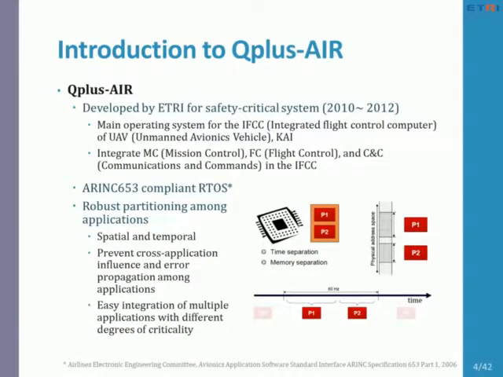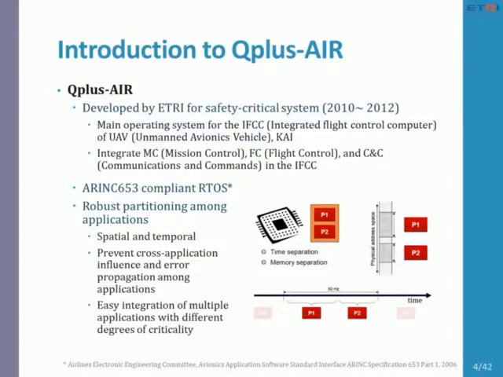Q+Air is an RTOS that ETRI has been developing. The first release of Q+Air was developed from 2010 to 2012 as the main operating system of an integrated flight control computer of an unmanned avionics vehicle. At that time, our client KAI wanted to integrate mission control, flight control, commands, and communications in one system. So we decided to implement the ARINC 653 and its concept of partitioning.